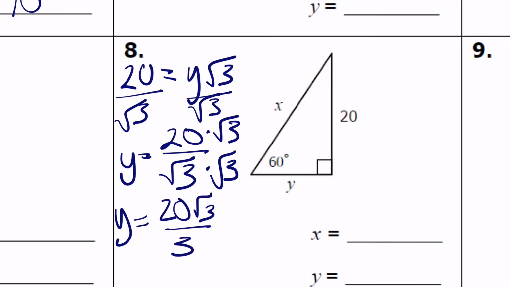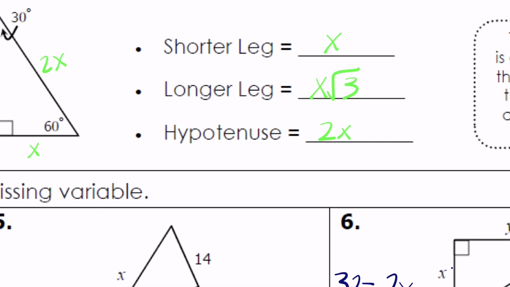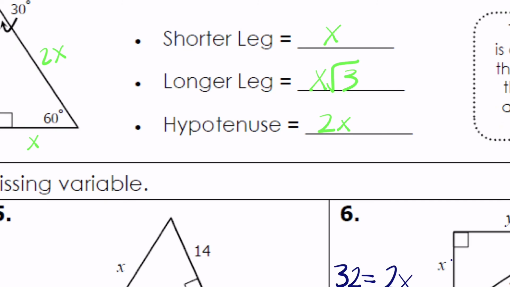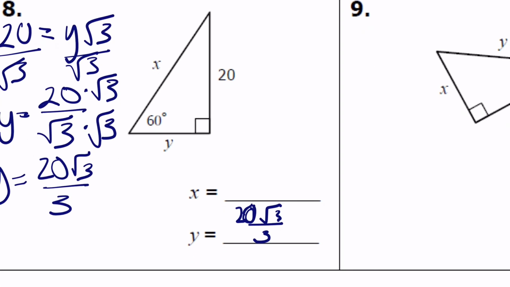Now, 20 isn't divisible by 3, so I can't do anything there. I just leave it. 20 square root of 3 over 3. Okay. So that wasn't so bad. However, now I still have to find this x. Now, remember, x, in this case, which is representing my hypotenuse, is equal to 2 times the shorter leg. So now I know my shorter leg now. It's 20 square root of 3 over 3, which is kind of a hot mess.